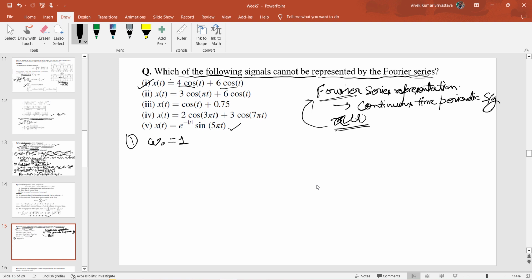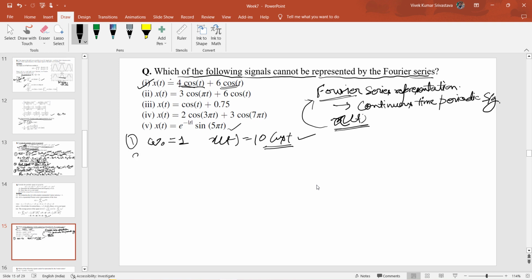Okay, so for these two signals, which is nothing but addition of these two different signals having the same phase, only the amplitudes are different, so we can represent this signal x of t as 10 cos of t. So this is basically a periodic signal, so we can represent this signal with the corresponding Fourier series.